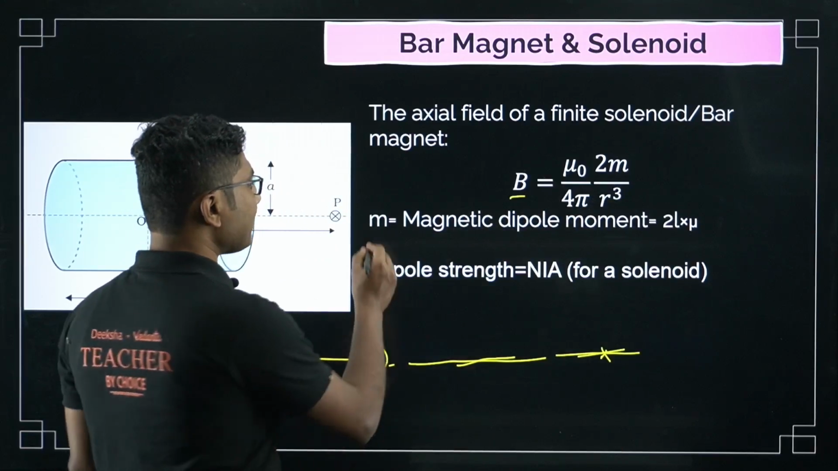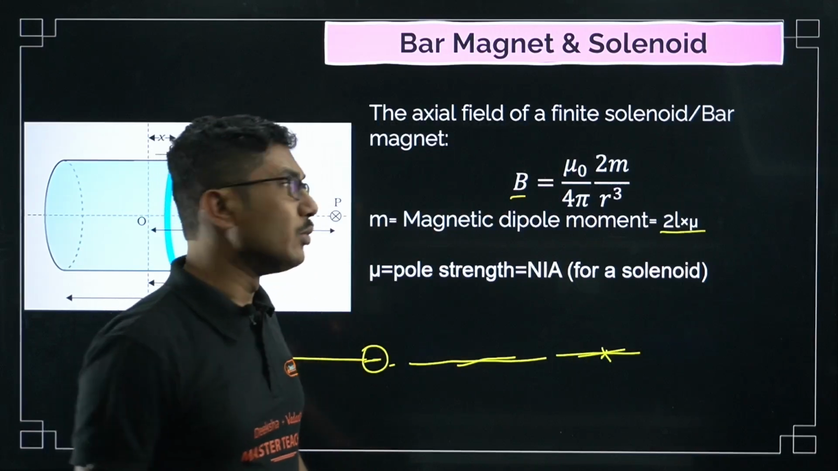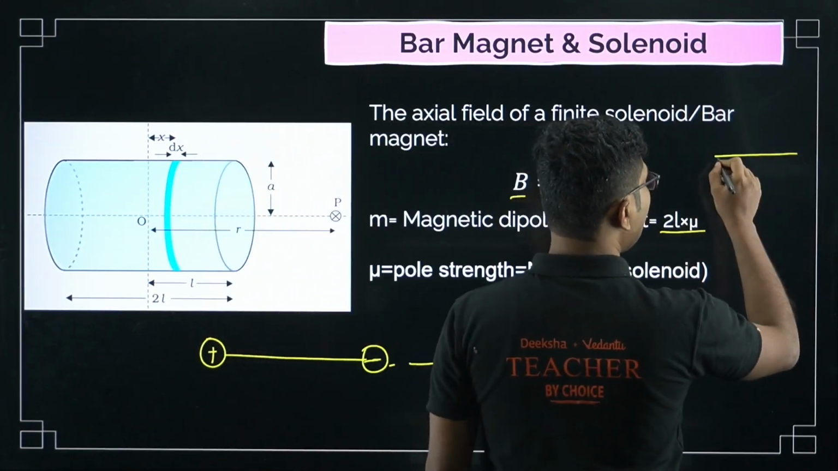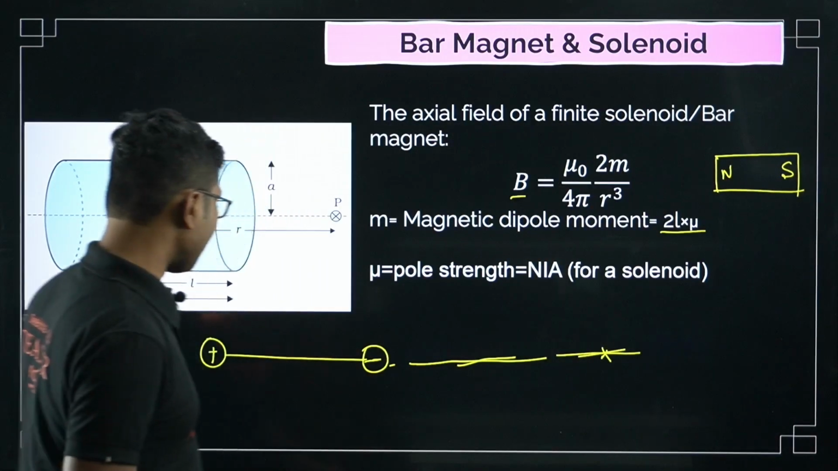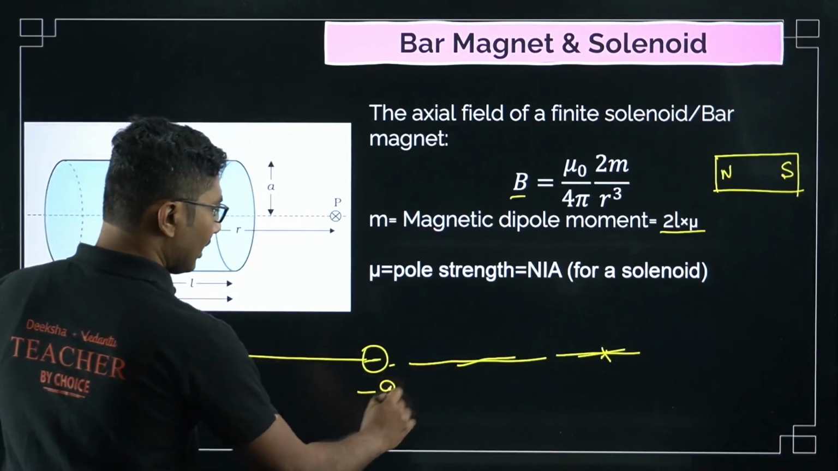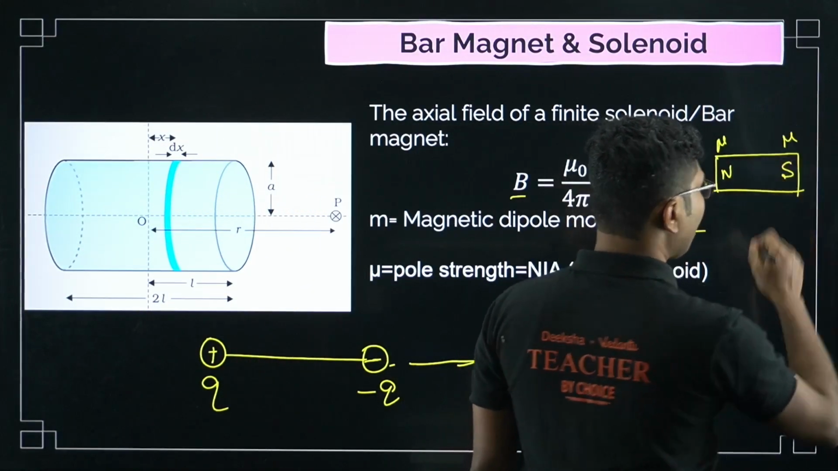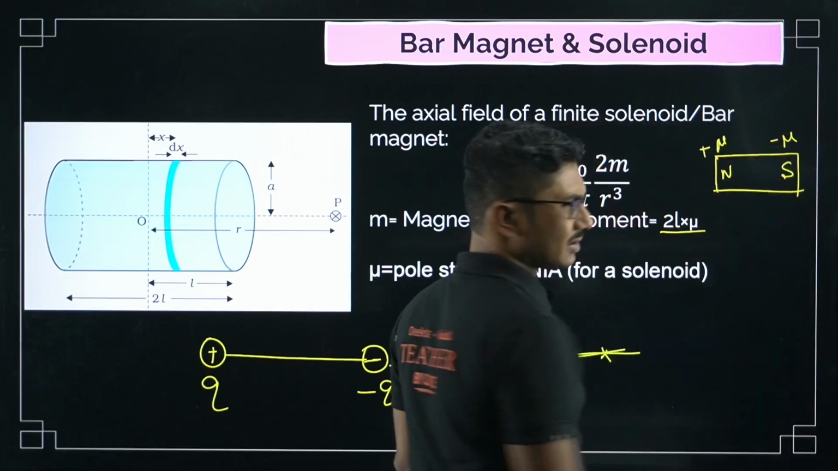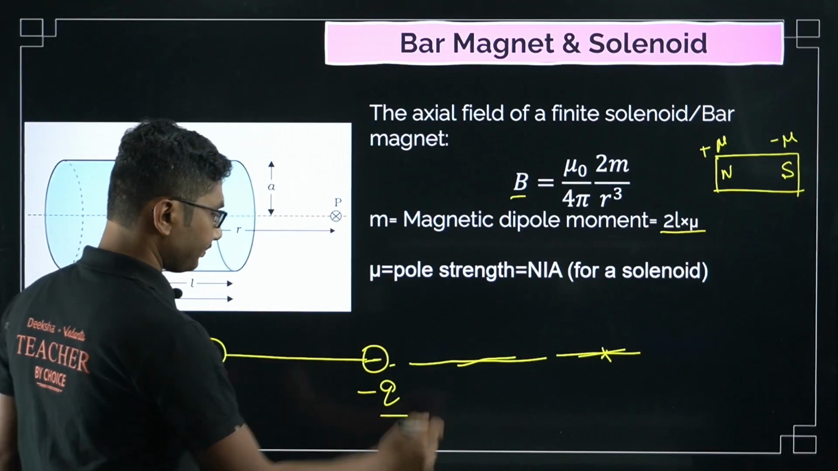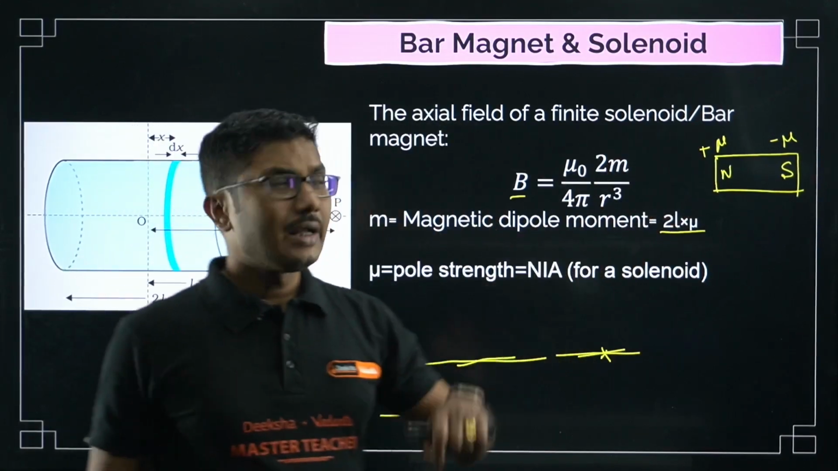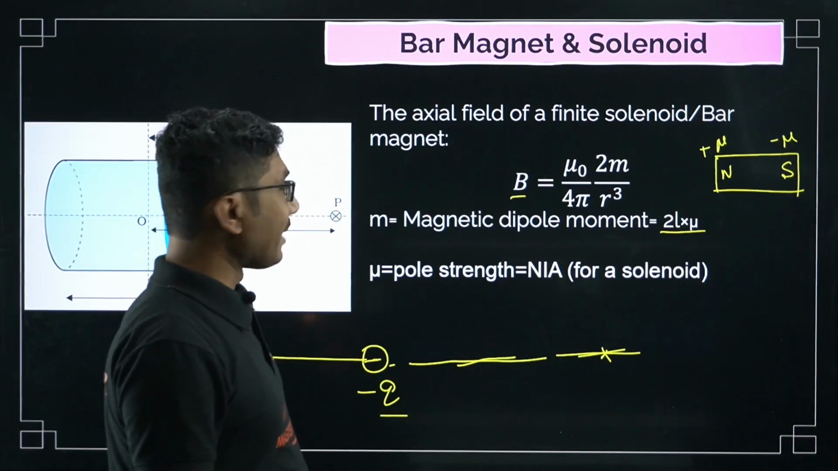What is m? M is the magnetic dipole moment. For a general magnet it is given by 2l into mu. What is mu? Mu is basically the strength of one pole. So suppose north and south. For example, we know that in case of a dipole we have plus q and minus q. Similarly for magnetic poles we have mu. If you consider one is plus, another one will be minus. For convenience, sign is not important, but it is similar to that of the charges. So this is called magnetic monopole strength, or magnetic pole strength.